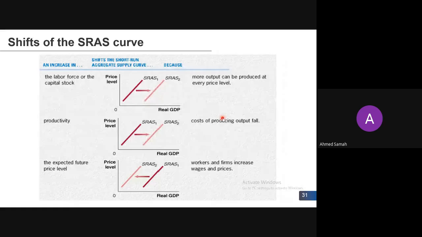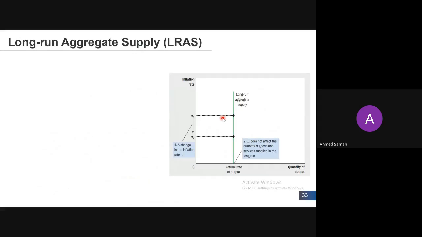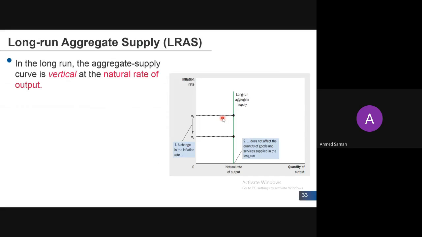So these are the things I have explained before, so you can go through these again in more detail. So now we will talk about the long-run aggregate supply curve. In the long run, the aggregate supply curve is vertical at the natural rate of output. So this is the natural rate of output. In other words, the natural rate of output is the potential output level.